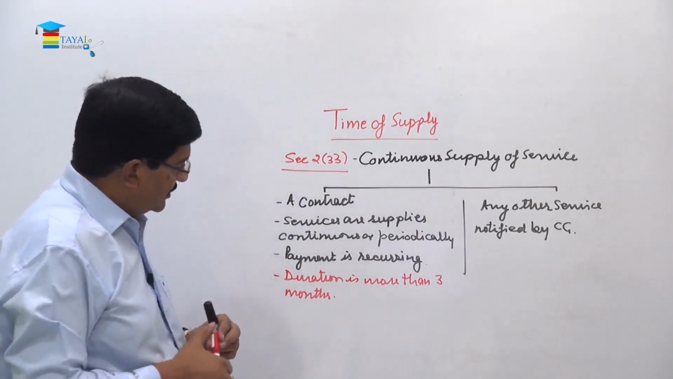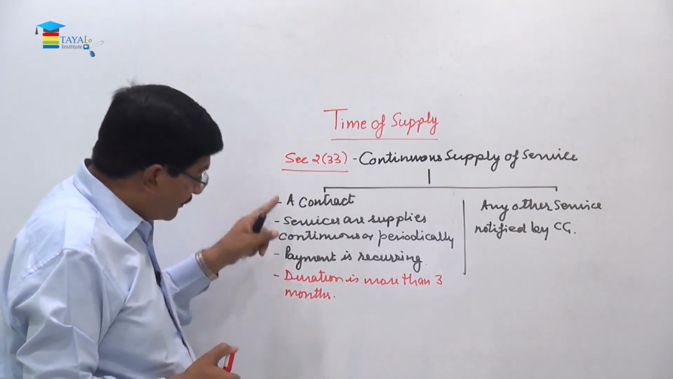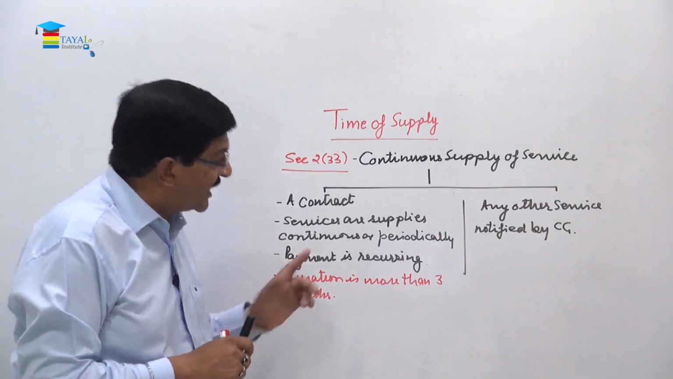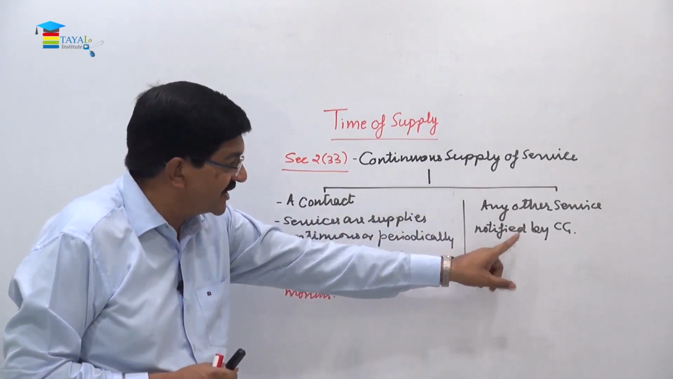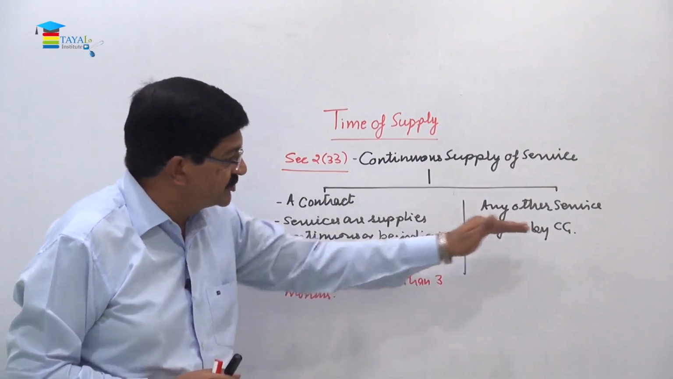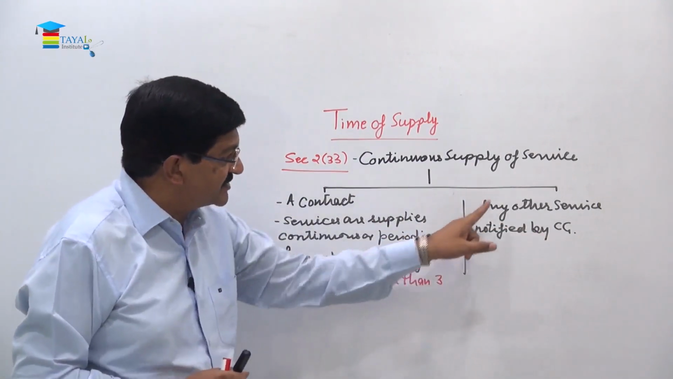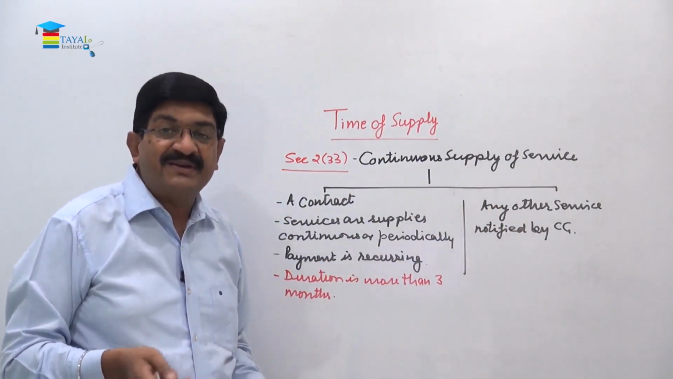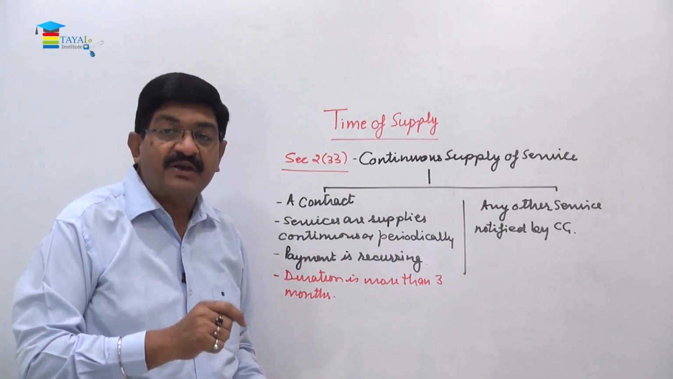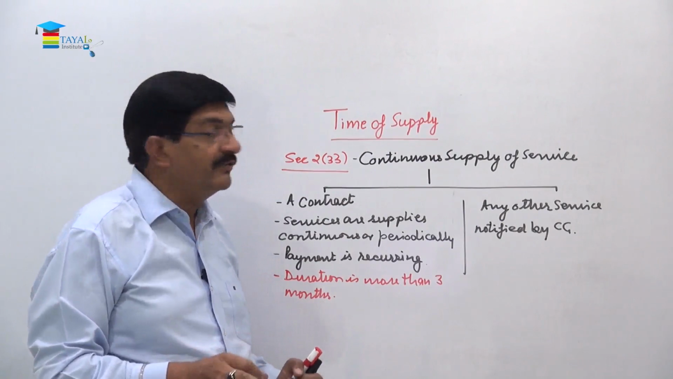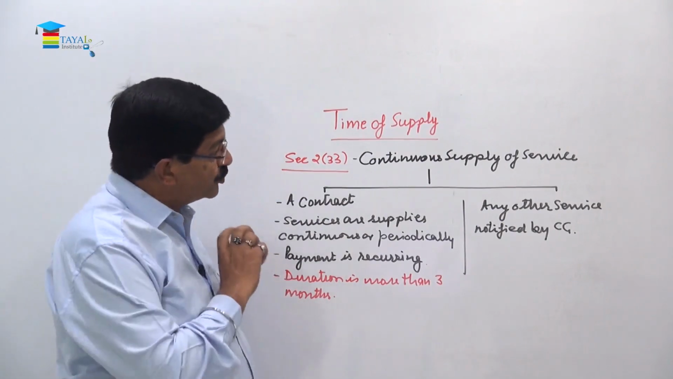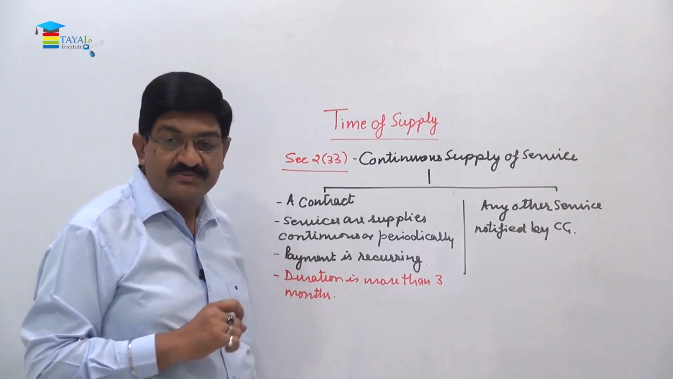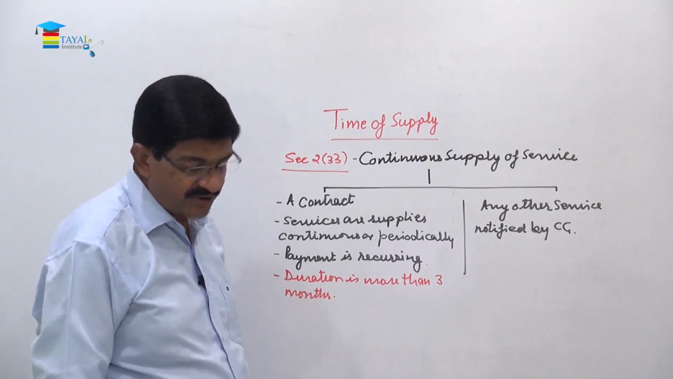right? So when these three things are there but the period is less than 3 months, it is not a continuous service unless that service comes under this category, because this 3 months period is not relevant for this part, because this is saying any other service notified by the government. So even if the period is less than 3 months, but it is notified, it will continue to be called a continuous supply of service. Right. So these two definitions I thought are relevant particularly for this chapter. These are section 2 subsection 32 and section 2 subsection 33.